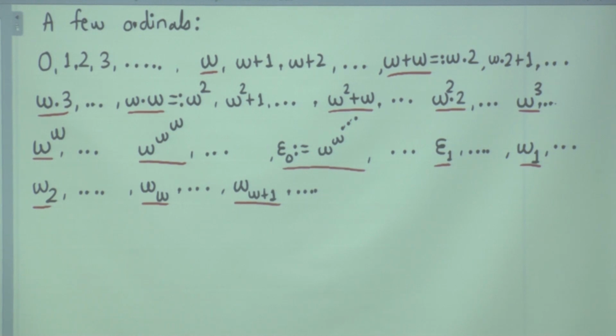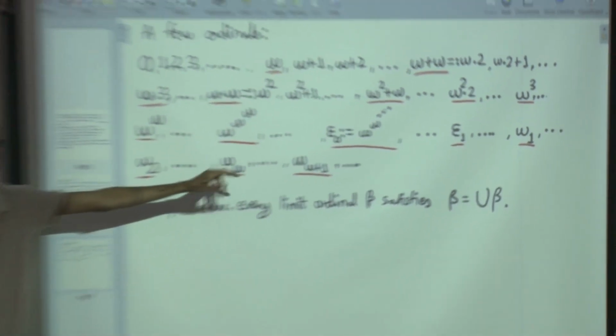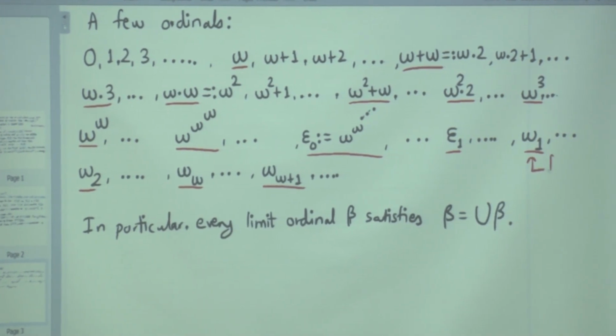So what is omega 1? In particular I should highlight this: every limit ordinal beta satisfies beta equal to the union of beta. Omega is equal to the union of omega. Omega plus omega is equal to the union of omega plus omega. We will never stop. So omega 1, the first uncountable ordinal, is also the union of all of them.